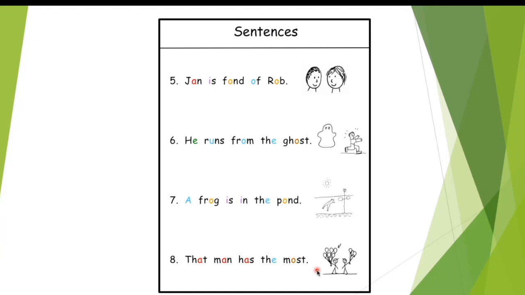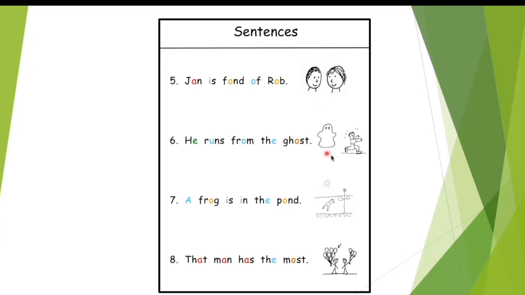Okay. Now let's continue with our sentence reading practice for today. Now, still we are using here the short vowel sounds. John is fond of Rob. So if John is fond of Rob, then maybe they are friends. They are not quarreling. They are not fighting.